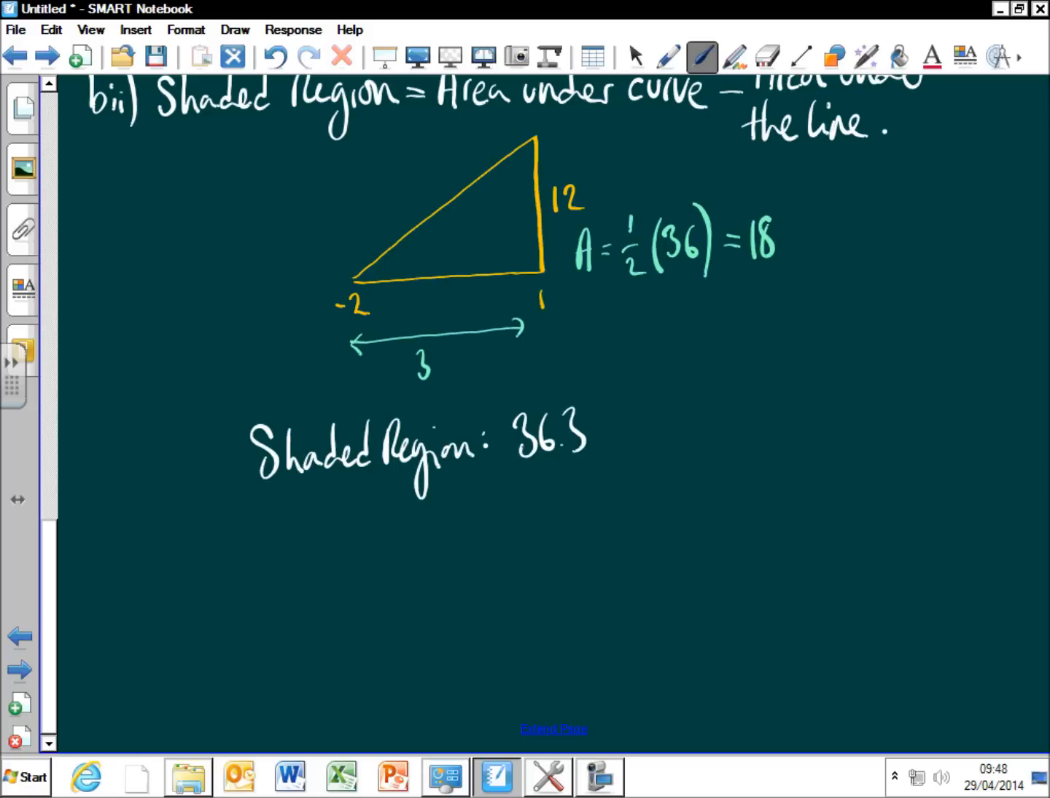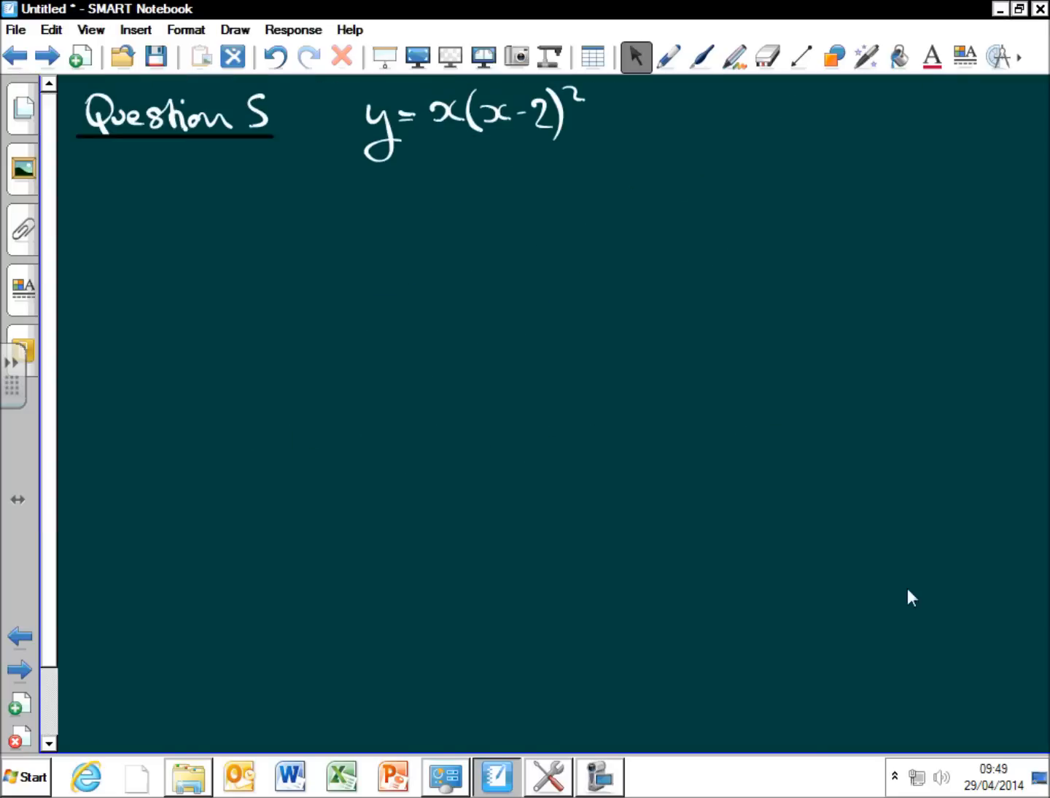$36.3, take 18, which is going to give me 18.3. Okay, and that's that question done. So we're now on question 5, and it's asking us to sketch this curve for 3 marks.